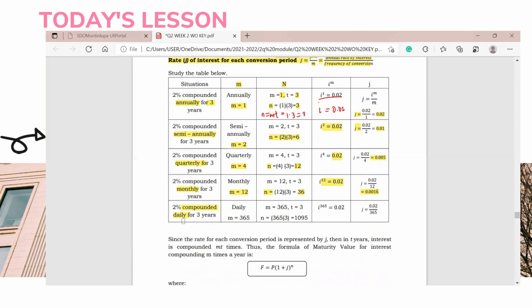Daily, how many days in 1 year? So, 365. So, 365 times 3 is 1,095. Still, 0.02 raised to 365... 0.02 divided by 365. If you divide that, napakahaba. Kaya pala hindi niya nasinulat yung value kasi masyado nang maliit.